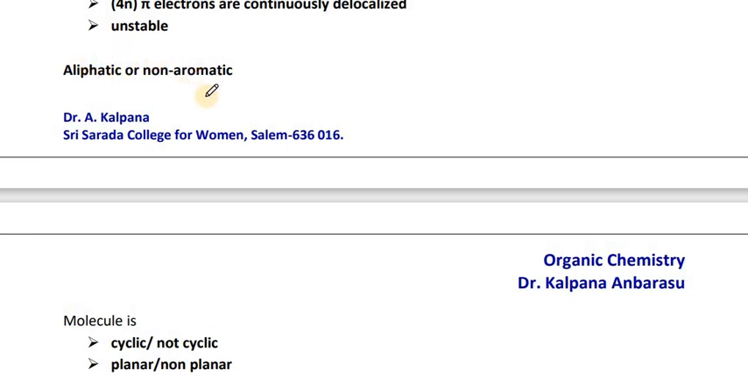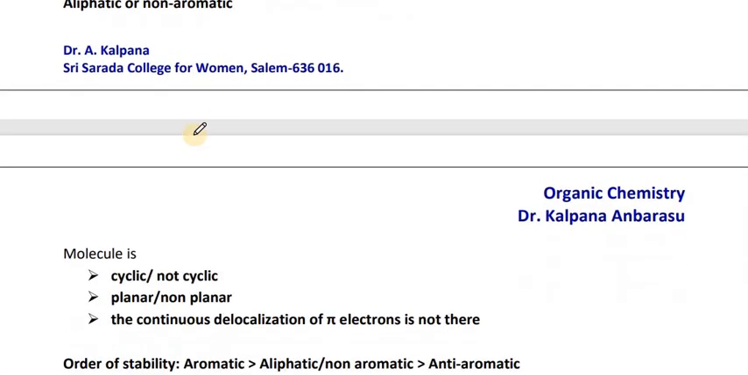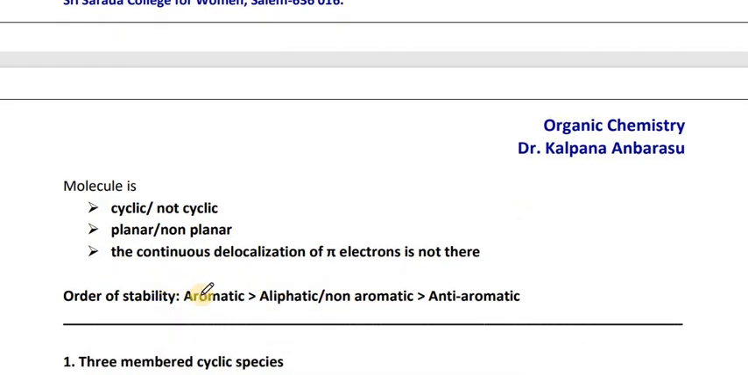Hence, the only difference between aliphatic or non-aromatic compounds and aromatic or anti-aromatic compounds is that aromatic and anti-aromatic compounds will have pi electron delocalization, whereas non-aromatic compounds will not have delocalization of pi electrons. Coming to the order of stability, aromatic compounds are more stable, then come non-aromatic or aliphatic compounds, and anti-aromatic compounds are least stable.